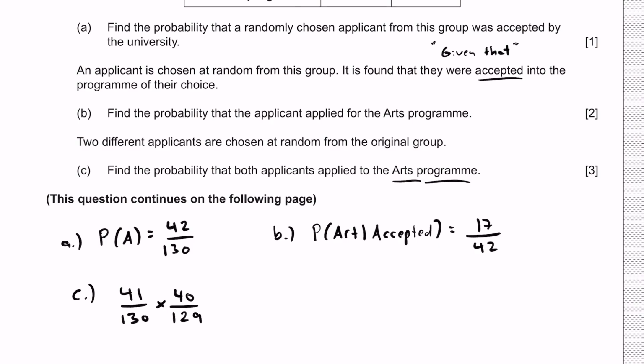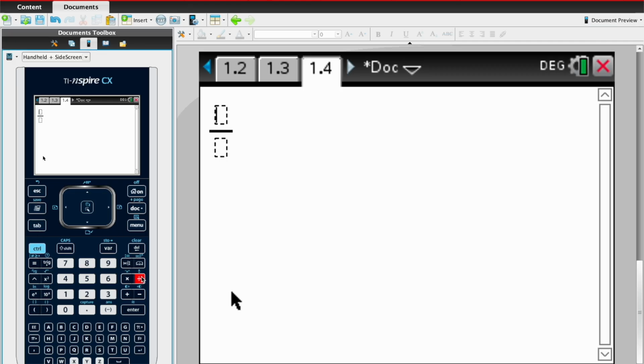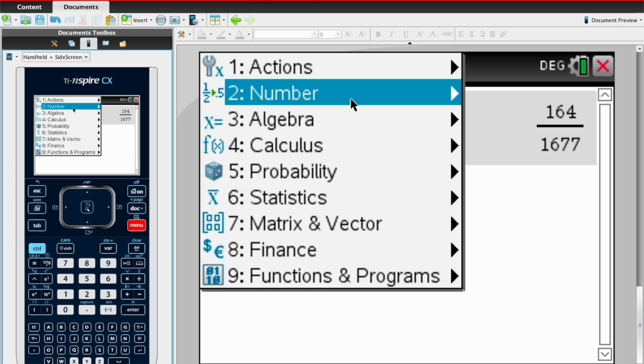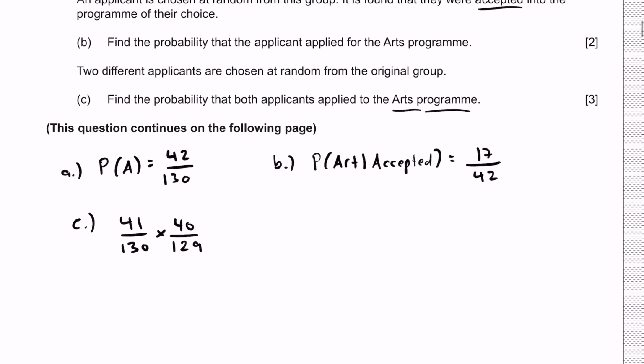So here's our situation. If we go into the calculator, we should be able to work this out. Setting up a fraction, 41 out of 130 times 40 out of 129. You could write that fraction. I'm going to convert that into a decimal, and we'll have 0.09779. So just writing that out, 0.09779, or to 3 sig figs, this would be 0.0978.